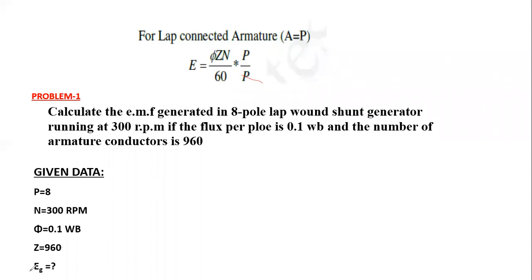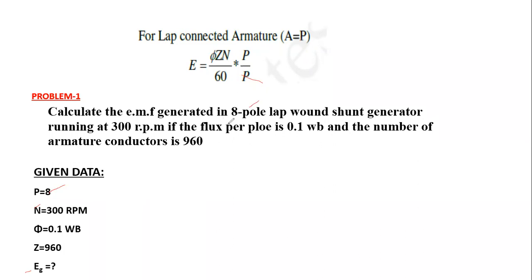Eg will be calculated for an 8-pole lap wound shunt generator. 8-pole means P is equal to 8. Running at 300 RPM; running means the speed, therefore n is equal to 300. Speed is represented with n, and RPM means revolutions per minute, which is the unit of speed.